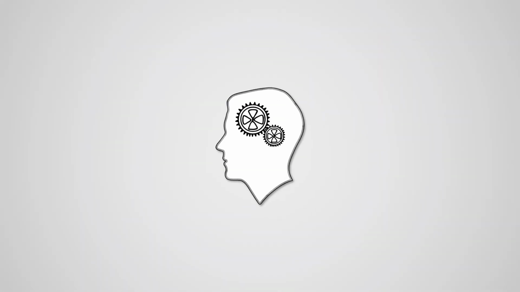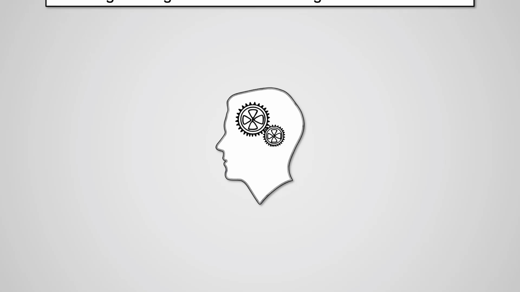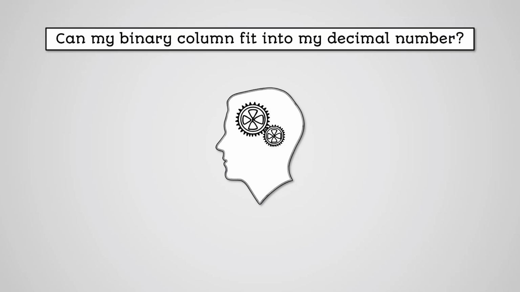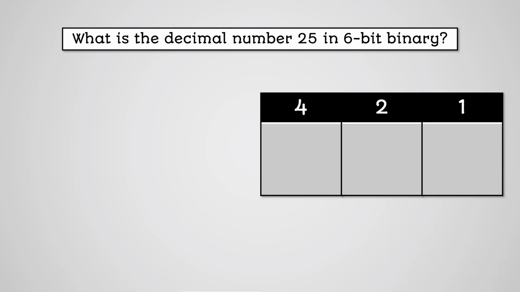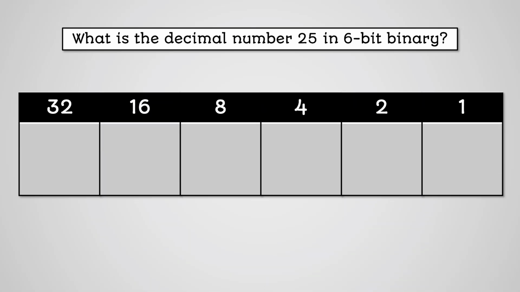So, now we know the difference between decimal and binary, how do we convert a decimal number into a binary number? In order to do this, you need to ask yourself the following question. Can my binary column fit into my decimal number? Let's take a look at the decimal number 25. We are going to convert it into a 6-bit binary number. Firstly, we need to put our binary columns down. As it is going to be 6 bits, we need 6 columns.